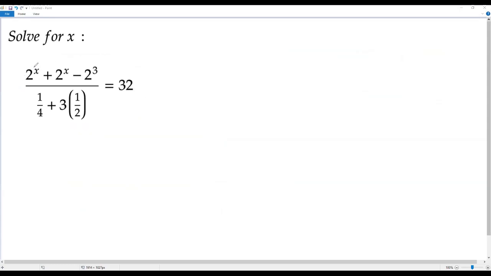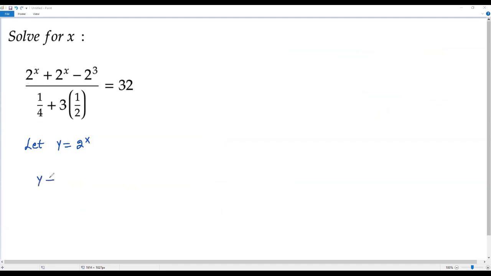Okay, in the given exponential equation, I find 2 to the x power and 2 to the x power over here. So to make the solving process easier, I'm going to assign a new variable for this 2 to the x power. That is, let y equal 2 to the x power. I assume this 2 to the x power equals y. So in my first step, I'm going to plug in this y for this 2 to the x power over here.